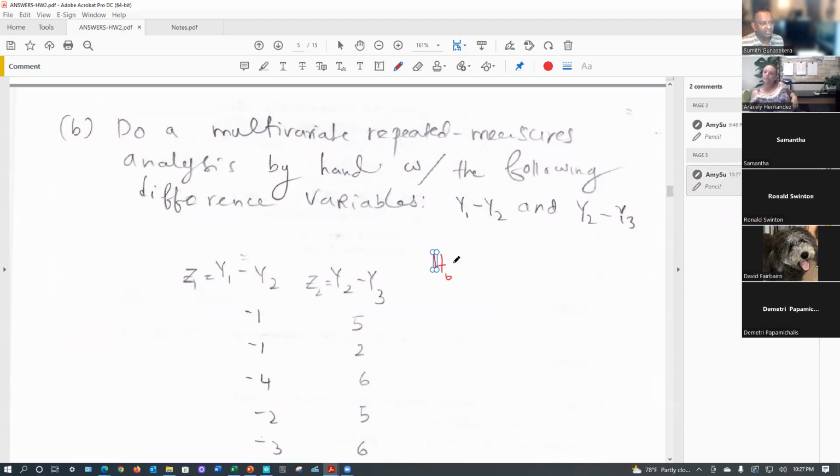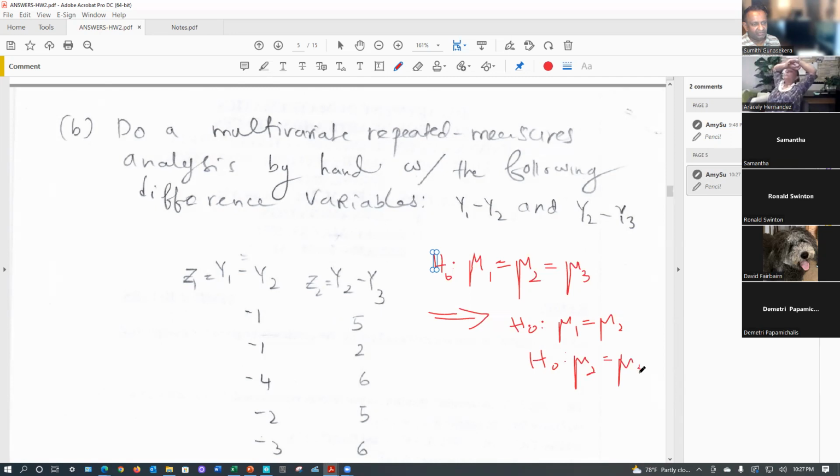H0, okay, the population average mu1 equals mu2 equals mu3 versus its counterpart, which is at least two of them are not the same. We know that one. Or equivalently, you can write the same thing: H naught, mu1 equals mu2, and the other one, H naught, mu2 equals mu3.